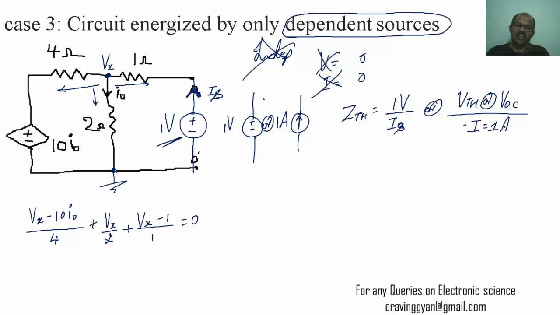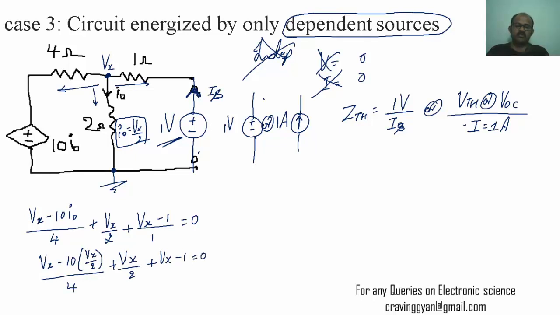I naught is the current flowing over here. So I naught equals the voltage Vx divided by the resistance in that path, which is 2. I can replace I naught with Vx by 2. So I will get (Vx minus 10 times Vx divided by 2) whole divided by 4, plus Vx divided by 2, plus Vx minus 1, which equals 0. So I will be getting 5.